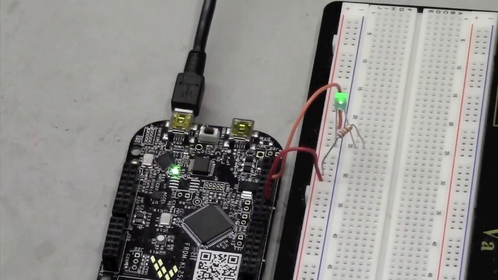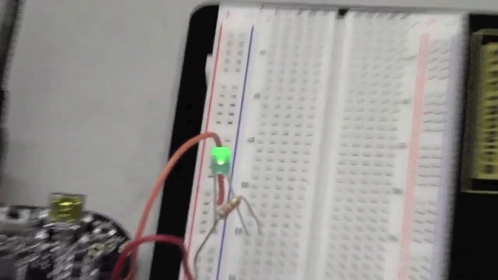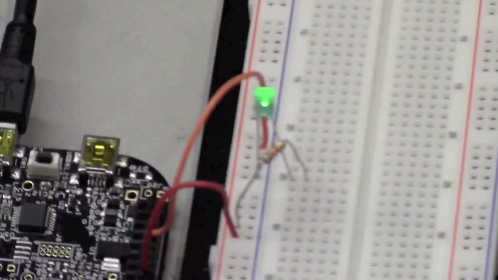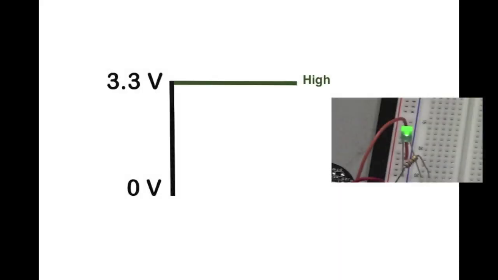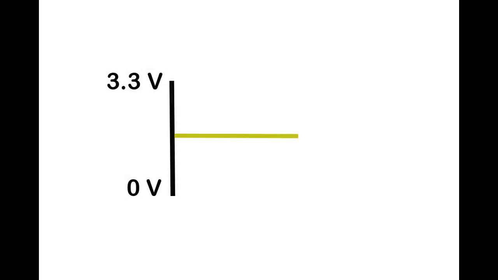In the previous tutorial, we covered how to blink an LED using one of the digital pins on the microcontroller. This is because a digital pin is capable of providing digital output. In other words, either a high state, or 3.3 volts, or a low state, or 0 volts. There is a limitation to this, since sometimes you want a value between 0 volts and 3.3 volts.